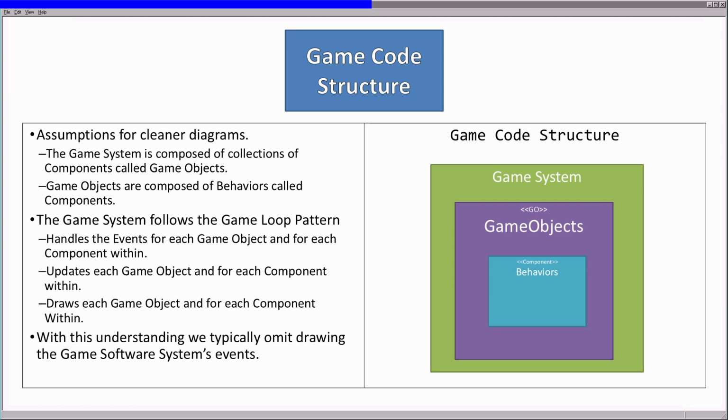The game system follows the game loop pattern, meaning it handles the events for each game object and for each component within. It then updates each game object and each component within. Afterwards, it draws each game object and each component within, and continues looping. With this in mind, we typically omit drawing the game software system's events in our structural diagrams.